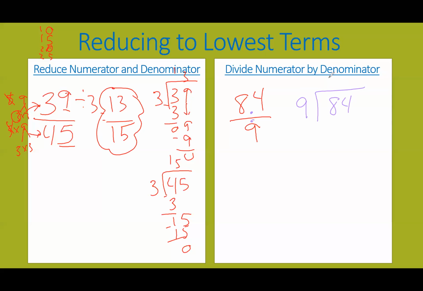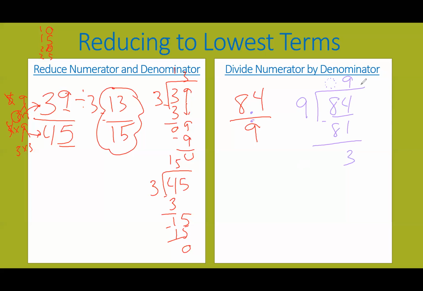Okay, well, I know that this is not going to work. So I'm going to put an imaginary 0 and I'm going to focus on 84. I know that 8 times 9 is 72. Uh-oh, but you know what else? 9 times 9 is 81. Oh. And when I subtract, I have 3 left over.